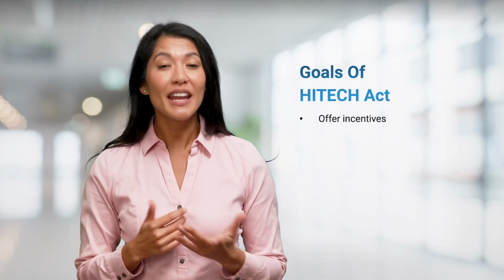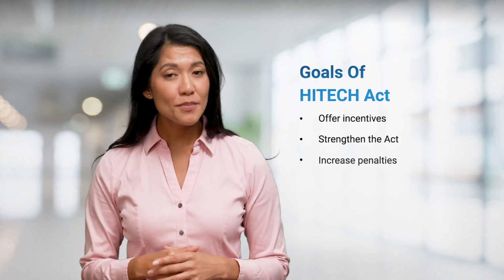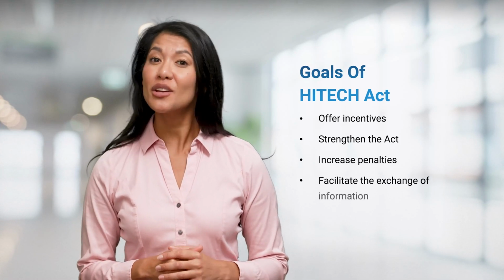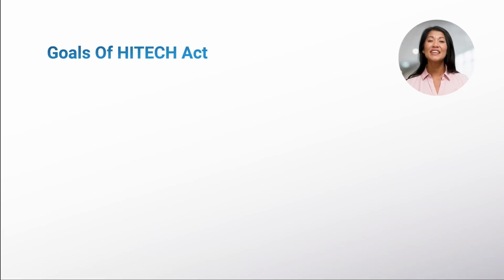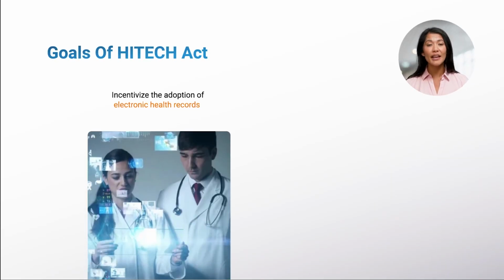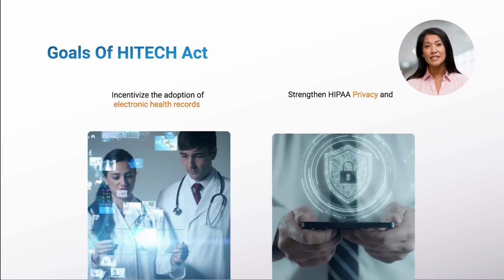There are 4 major goals of the HITECH Act, which offer incentives, strengthen the Act, increase penalties, and facilitate the exchange of information. The first goal is to incentivize the adoption of electronic health records, or EHRs. The HITECH Act provided financial incentives to healthcare providers and hospitals to adopt and demonstrate meaningful use of certified EHR technology. This encouraged the transition from paper-based to electronic health records, leading to improved efficiency, quality of care, and patient safety.